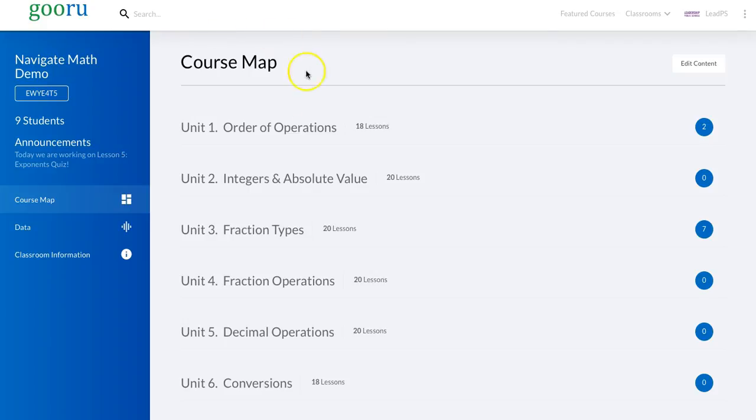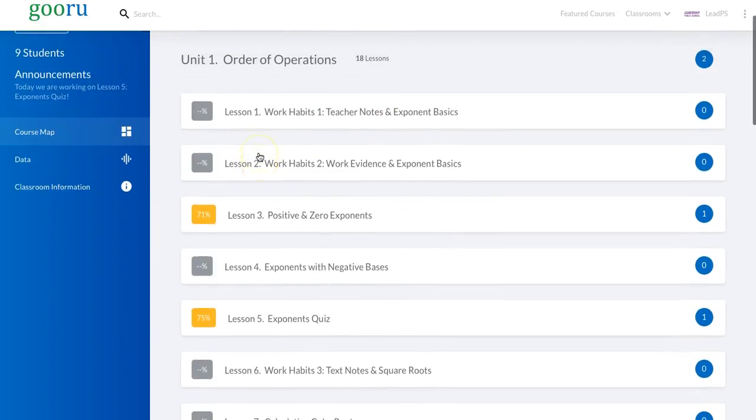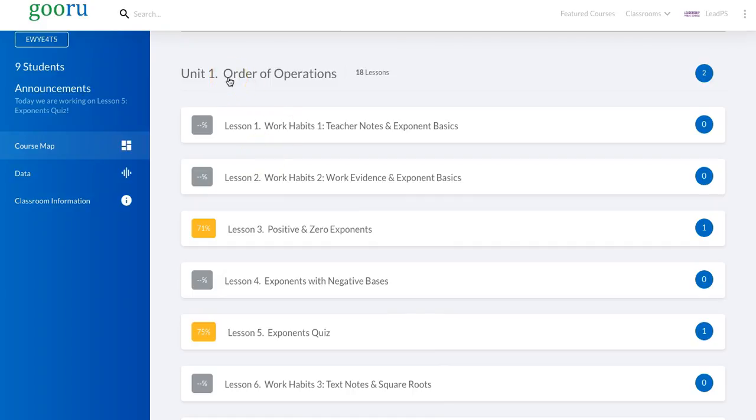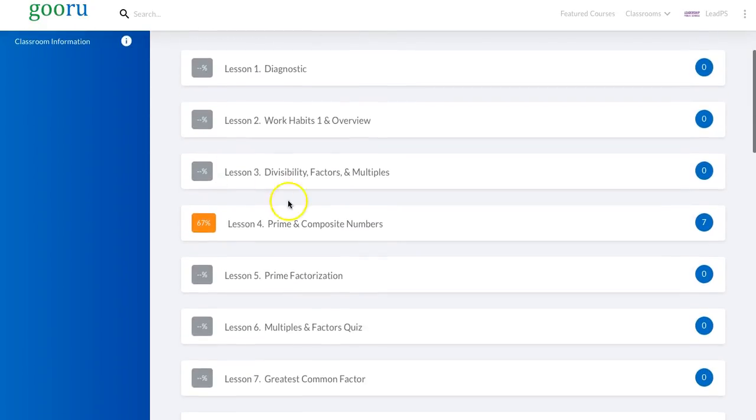Moving back to the course map, the teacher can intervene using real-time assessment in powerful ways during synchronous teaching. Diving into Unit 3, we can look at Lesson 4, where currently we have a 67% average.